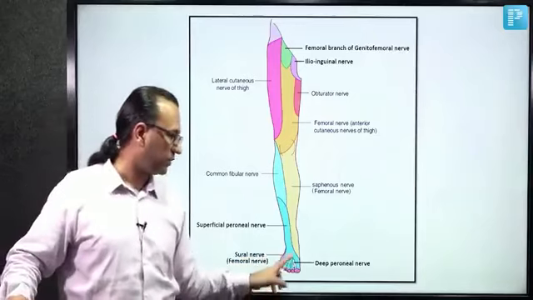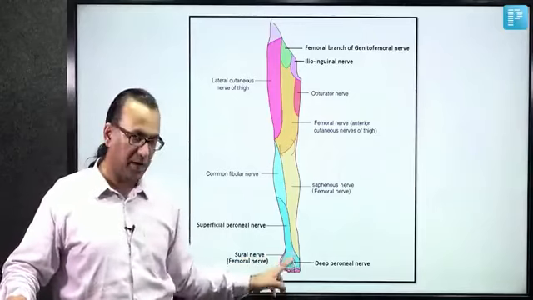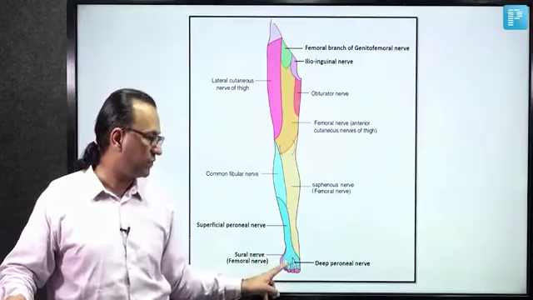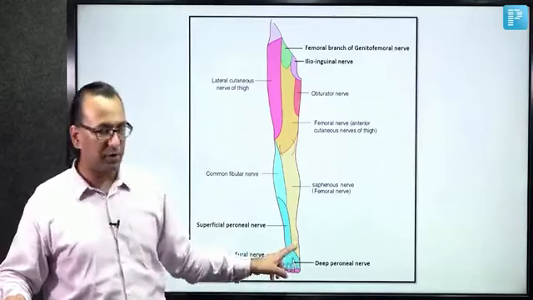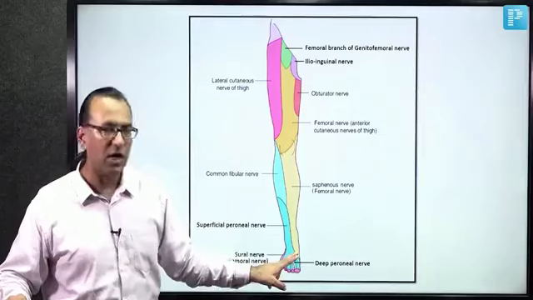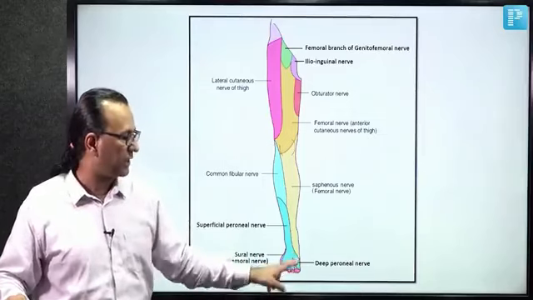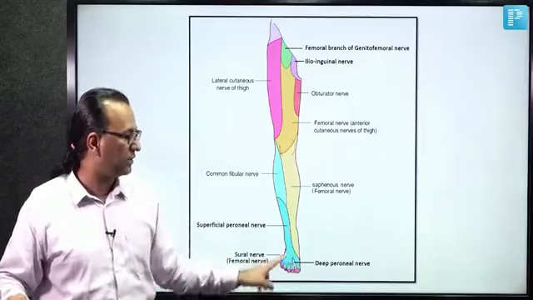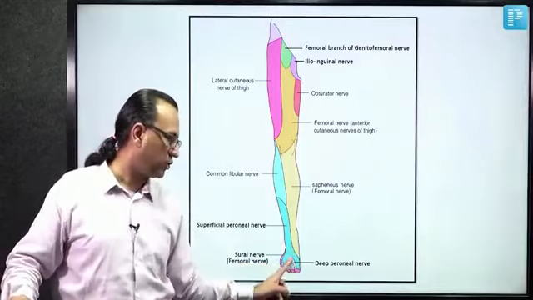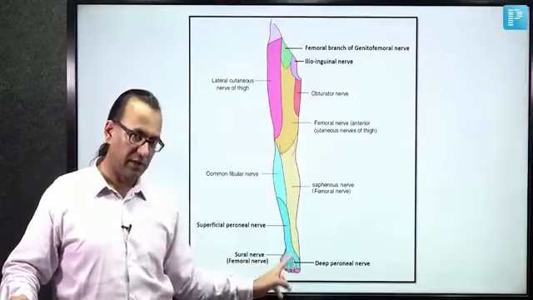When it comes to the dorsum of the first web space, it is the deep peroneal nerve, with its own dermatome. Be careful now about the medial aspect, because the saphenous nerve will never reach the great toe. So the great toe medial aspect is supplied by the superficial peroneal nerve, whereas the lateral aspect of the great toe will be supplied by the deep peroneal nerve.